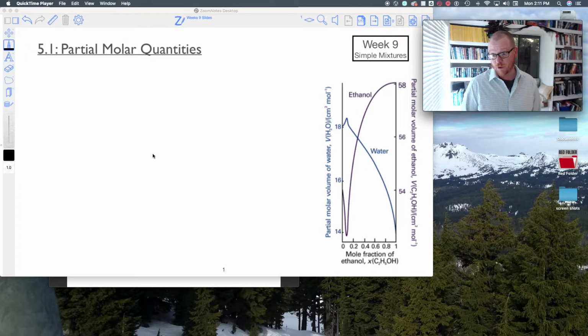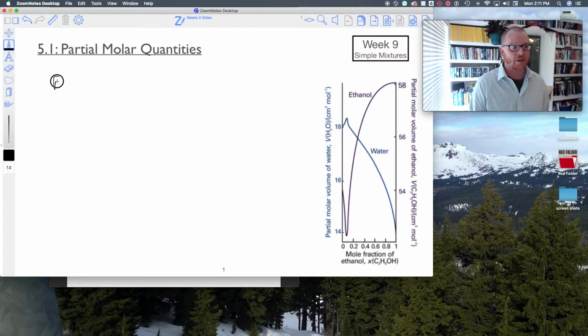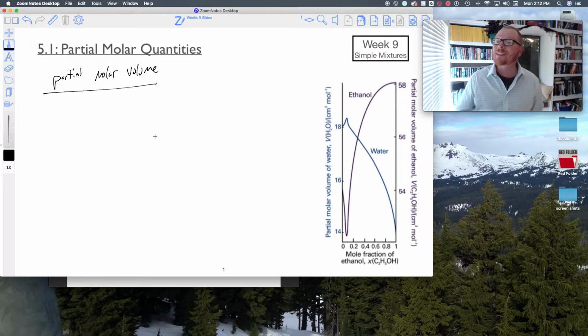So you're already familiar with one partial molar quantity, and that's partial pressure, right? In Dalton's law of partial pressures. But something that I'm going to get into that you probably haven't talked so much about is the partial molar volume, and that is the partial molar volume from a simple mixture. So we recognize this partial molar quantity is for a simple mixture.